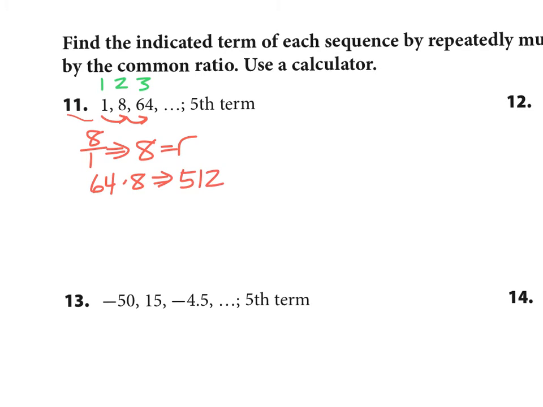Okay, so that's my fourth term. That's what would be next. Then I take 512, multiply that by 8. Let's see, what is that, 4,096? I think that's right. And that would be your fifth term. Okay, next.